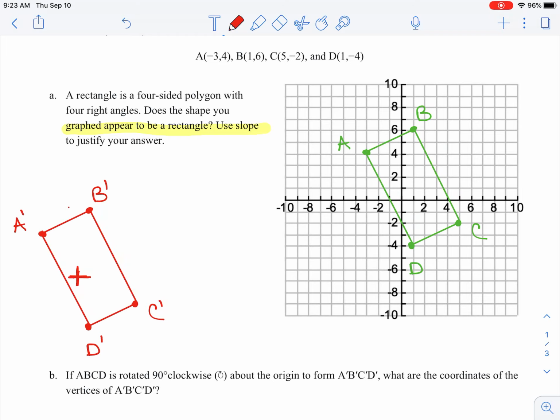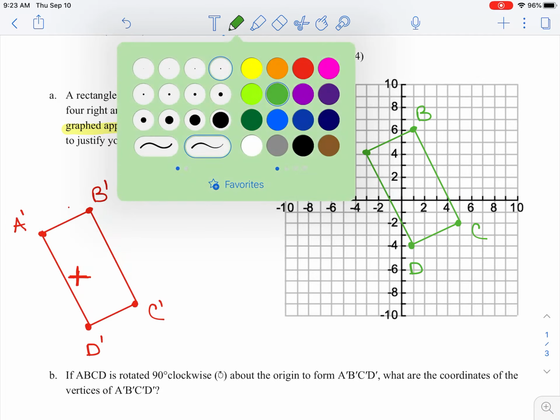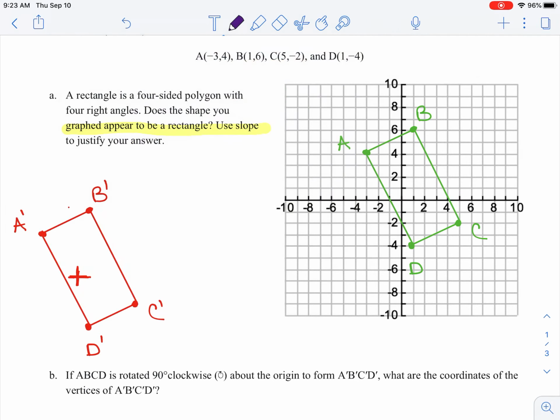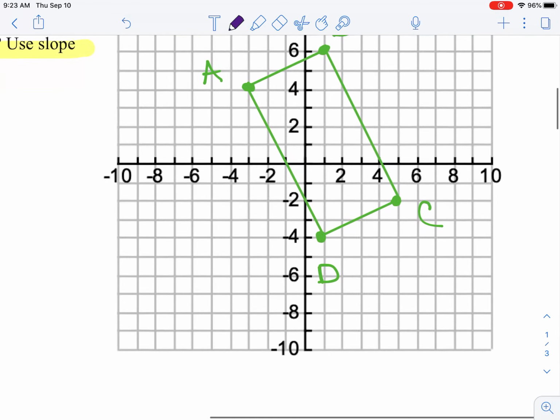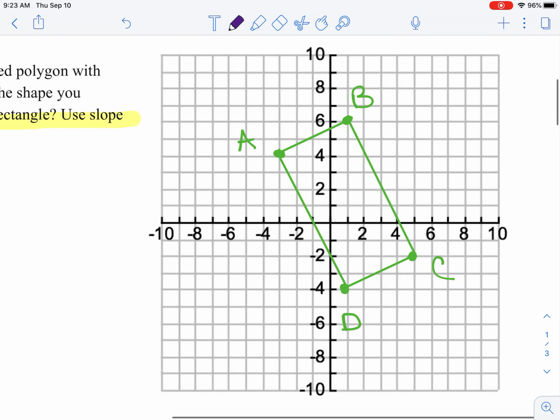So what we can do is find the slope of each one of these lines here. And if the slopes are opposite reciprocals next to each other, then that means that they're perpendicular. So if I try to find the slope of AB, I'm going to use that slope triangle, which means I have to rise 2 and I have to run 1, 2, 3, 4. So this slope would be 2 over 4, which reduces to a half. So that would be my slope for that first line.